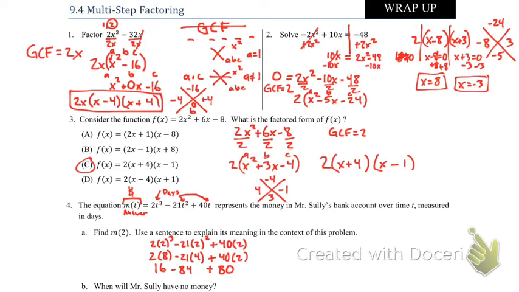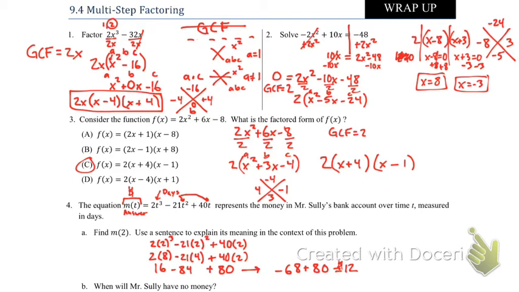All right, now we're just going to go ahead and add and subtract this. Okay, and when you add and subtract at the end, it doesn't matter who you add and subtract first. But we'll just do it down the line. 16 minus 84. That's negative 68, and we have positive 80. So negative 68 plus 80 is going to equal 12. So Mr. Sully has $12 after 2 days in his bank account. Okay, and that's what that is saying.